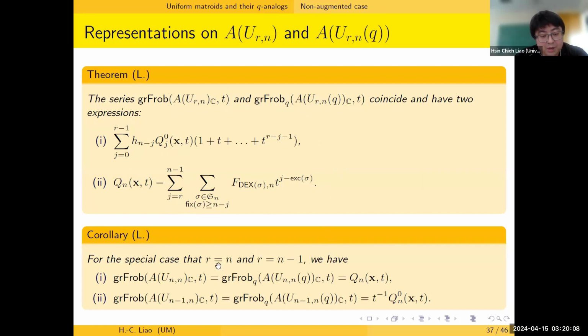And when r is n, because there is nothing being subtracted, this is just the full term. And it turns out when r is n minus 1, surprisingly, we will just get the derangement part, the derangement symmetric function.